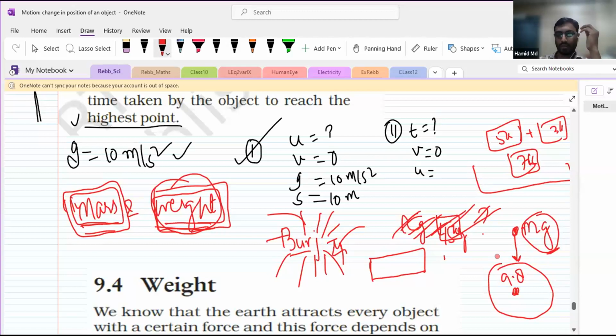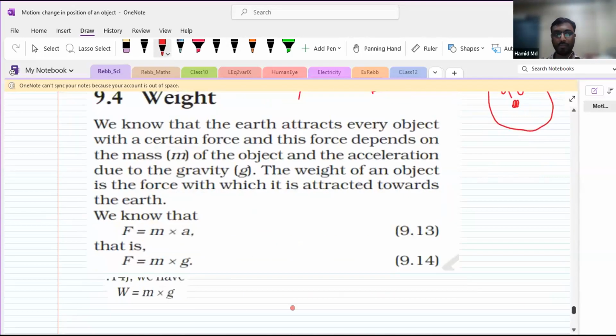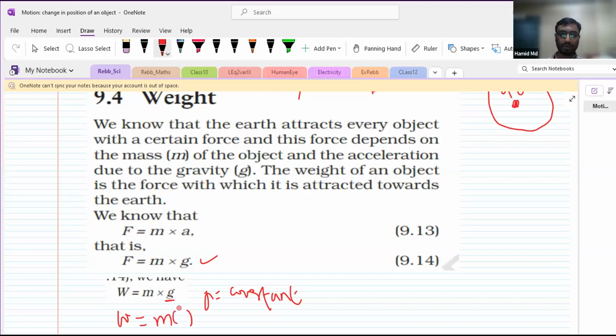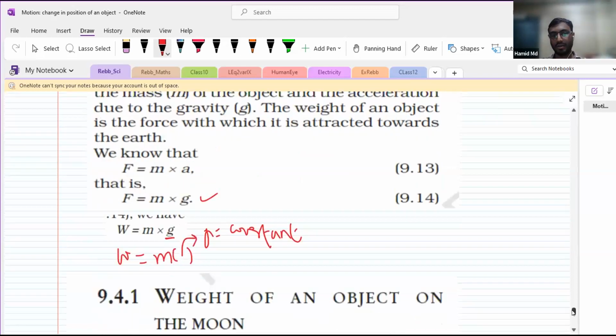So weight is F equal to m times g, right? But g is constant. So weight will be equal to mass multiplied by a constant. So what will make it change? Nothing. Nothing will change.